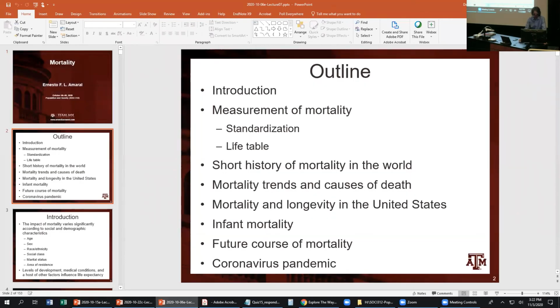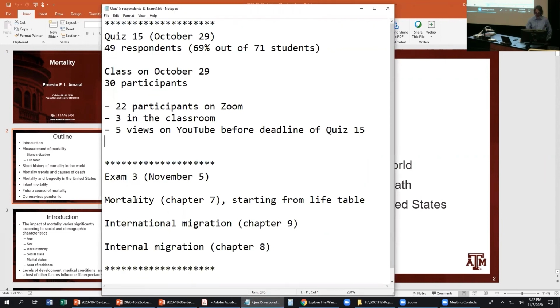it's going to be life table, short history of mortality in the world, mortality trends and cause of death, mortality and longevity in the US, infant mortality, future course, and coronavirus pandemic. All that will be covered on exam 3. International migration, also all material that we cover. And remember, the material is not just what is in the chapter, but it's also what I added into the slides that are not in the chapter, because those are extra readings that I added into the lecture.